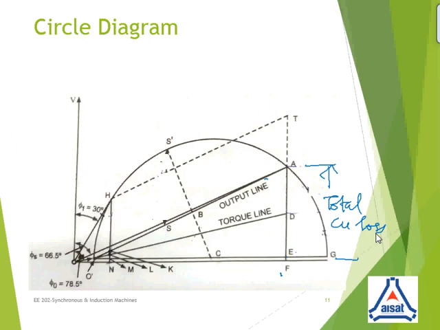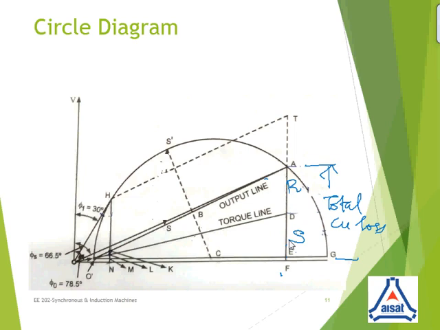As per the condition of the question, the rotor copper loss is equal to the stator copper loss, which means that if AE is say 3 centimeter, 1.5 centimeter corresponds to your rotor copper loss and the next 1.5 centimeter corresponds to your stator copper loss. So as per the graph which is being drawn, AD corresponds to your rotor copper loss and DE corresponds to your stator copper loss.